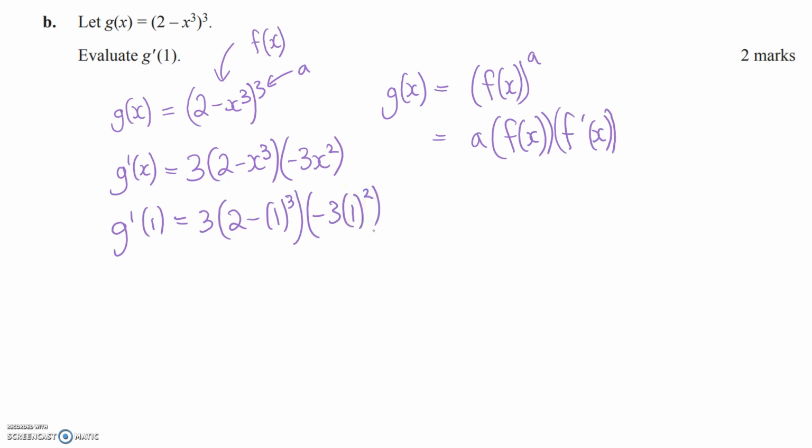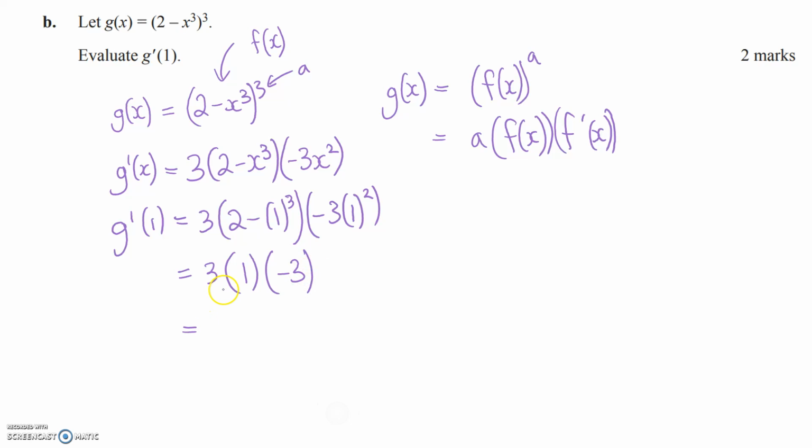Now, there's a lot of negatives and things floating around in here, and that's where a lot of mistakes are going to be made with this. Just be careful, keep things in brackets until the last minute where possible. So 2 take 1 cubed, this is just going to be a 1. And then inside here we've got 1 squared. And then this is being multiplied by negative 3. So we've got negative 3.